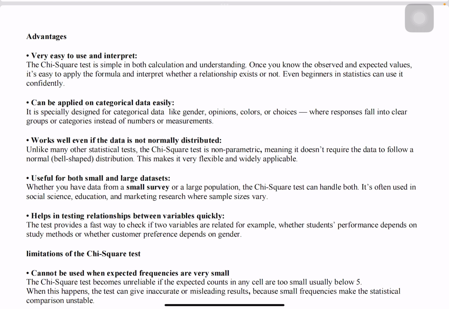Useful for both small and large data sets. Whether you have data from a small survey or a large population, the chi-square test can handle both. It is often used in social science, education, and marketing research where sample sizes vary.